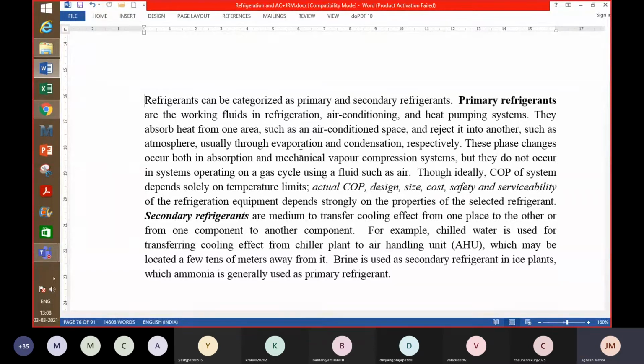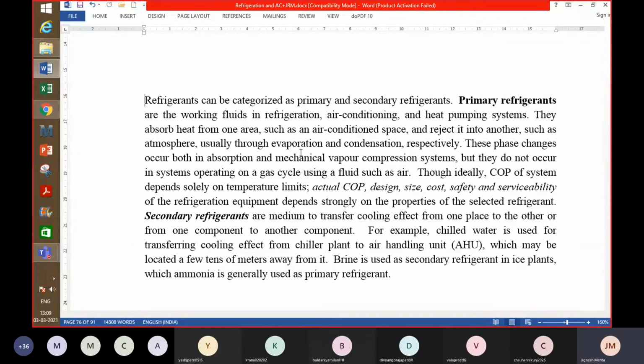And then there can be another category of refrigerants called secondary refrigerants. They are just a medium. They do not flow through the compressor and the heat exchangers like condenser and evaporator, and the throttle valve, but they are just a medium to transfer cooling effect from one place to another, or from one component to another component. For example, chilled water is used for transferring cooling effect from the chiller plant to the air handling unit.